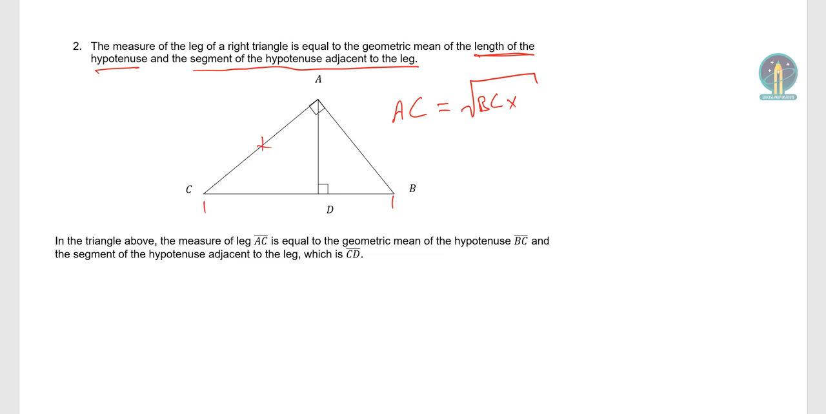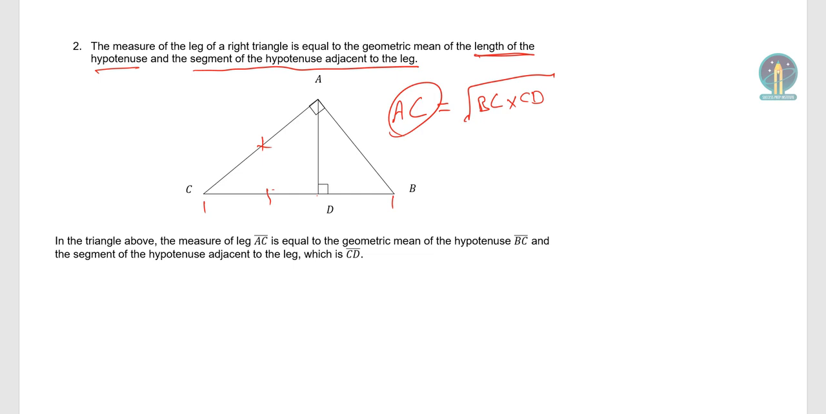The hypotenuse has two segments, CD and BD. The segment that's adjacent to the leg of interest, AC, is CD. So we want this leg. They're not equal, by the way, I'm just marking it. So the square root of BC times CD is equal to side AC. Okay?